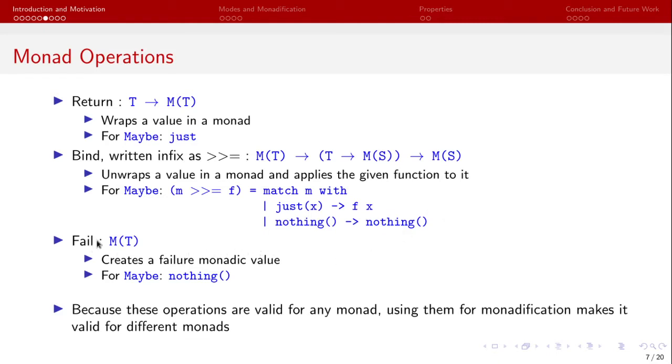Our final operation is fail, which creates a monadic value representing failure. For maybe, this is nothing. Because these operations are valid for any monad, our monadification procedure will work for any monad. We only need the one procedure regardless of the monad that we're going to use.